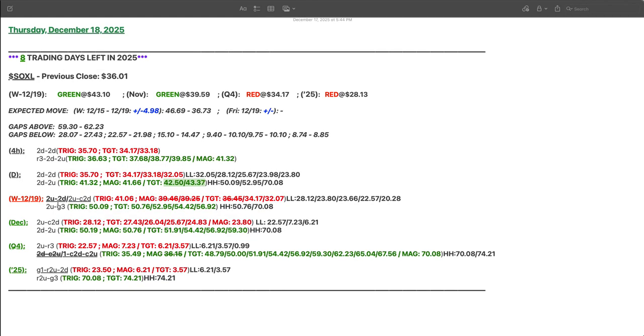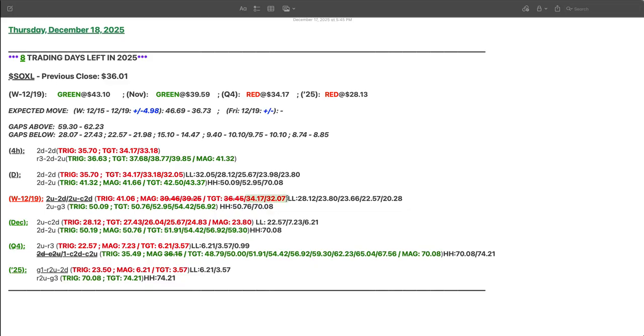Now we talked about on the week, we have gone 2 up, 2 down, triggered at 41.06. We already reached the magnitude of 39.46, which then triggered a 2 up combo 2 down. And we'll put that in bold because we're back in force. We're back below this 39.46. That reached the first magnitude. And then the extended target for that 2 up combo 2 down was 36.45, which we reached today.